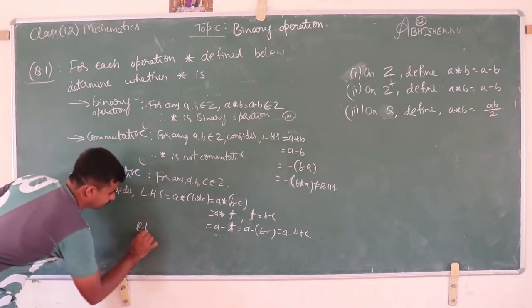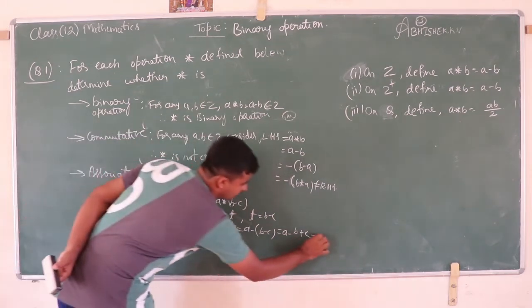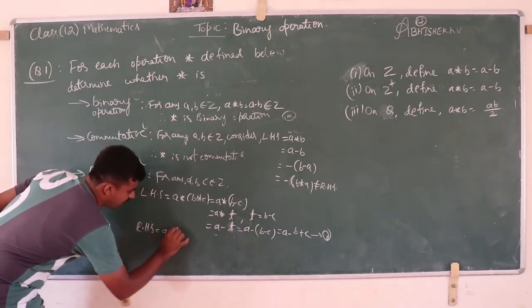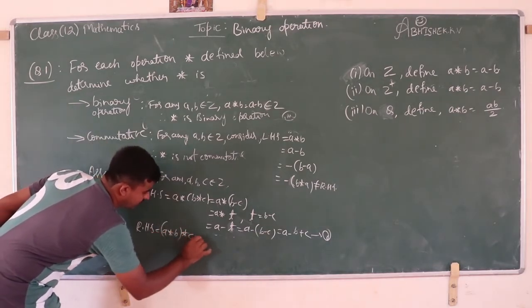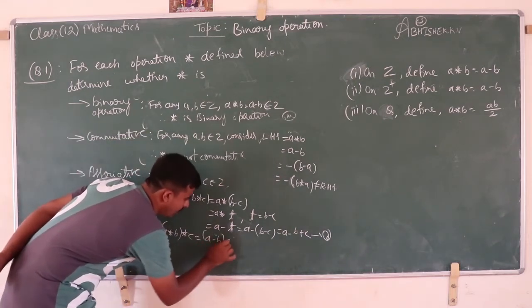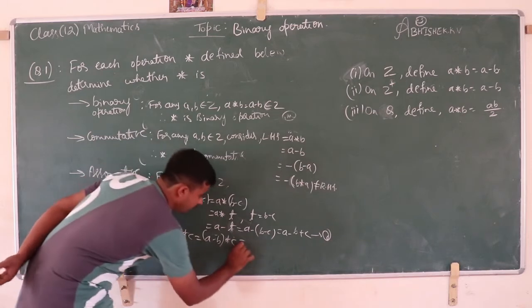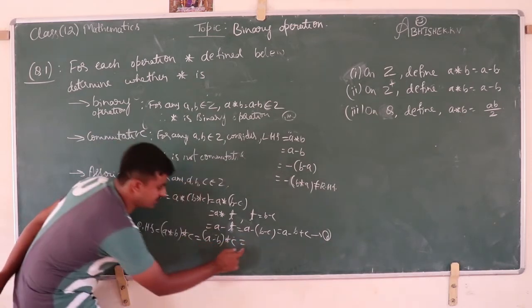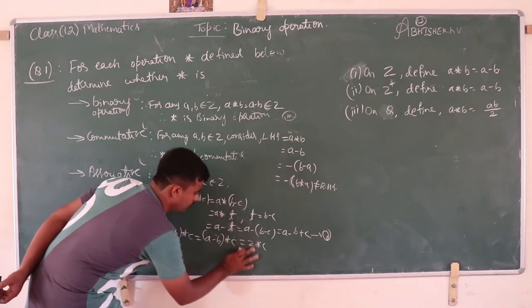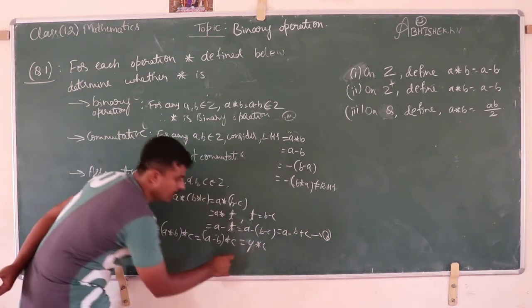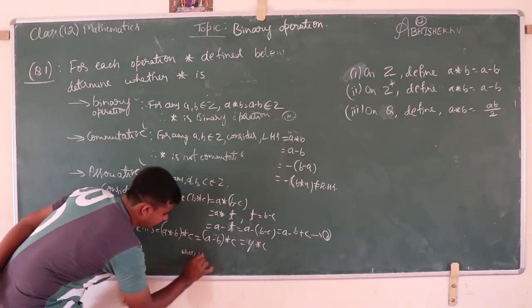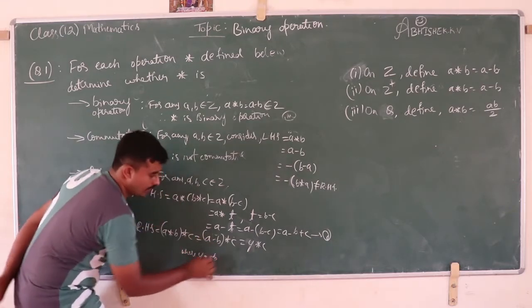Call this equation 1. Consider RHS, that is a star b of star c. Here we are going to define a star b first, that is a minus b of star c. See, now a minus b of star c, call this as y star c, where y is equal to a minus b. What is y star c?